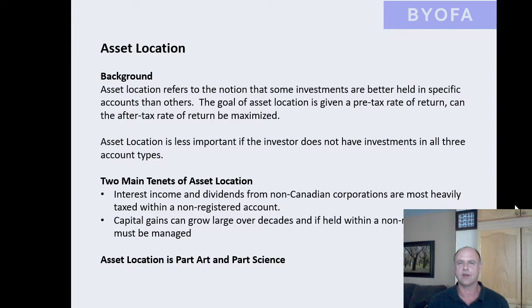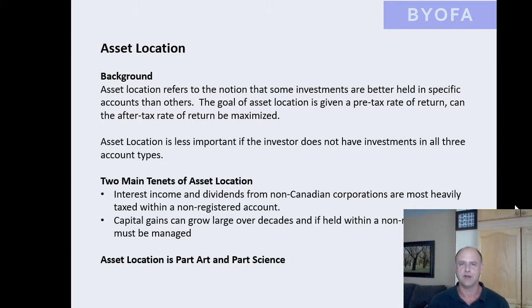Now, the goal of asset location is, given a pre-tax rate of return, what is the best way to maximize the after-tax rate of return? That is the goal of asset location. Now, if you only have an RSP account, or maybe even an RSP account and a TFSA account, asset location is less relevant. If you have investments in all three, the RSP and derivative accounts, the tax-free savings account, and the non-registered account, that's when asset location becomes important.